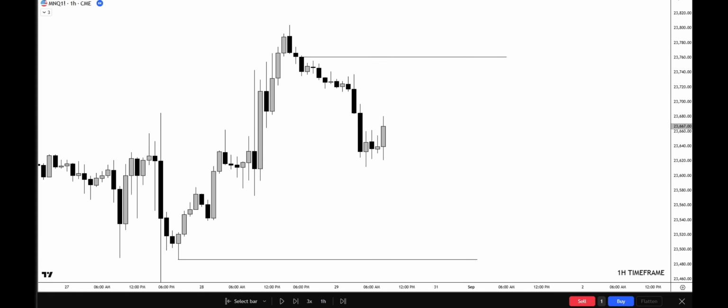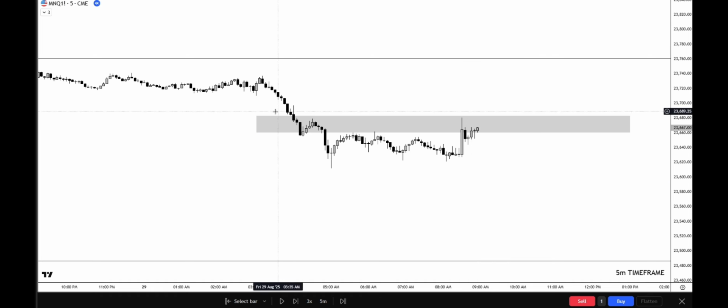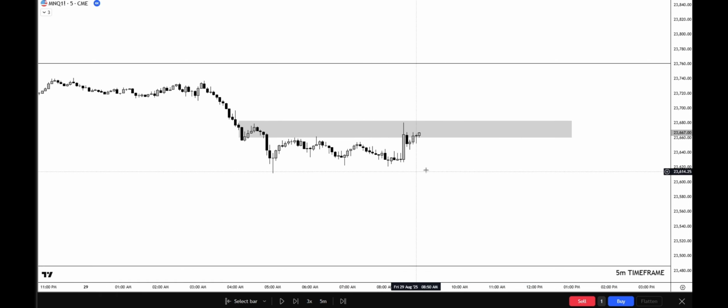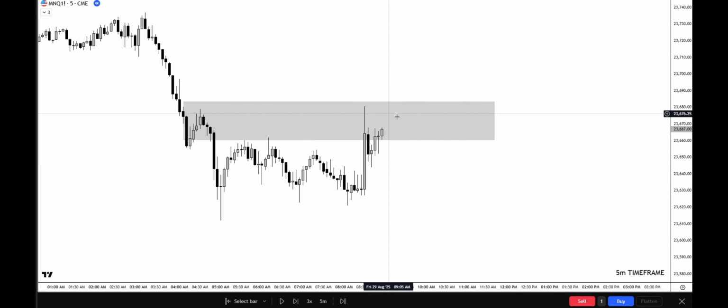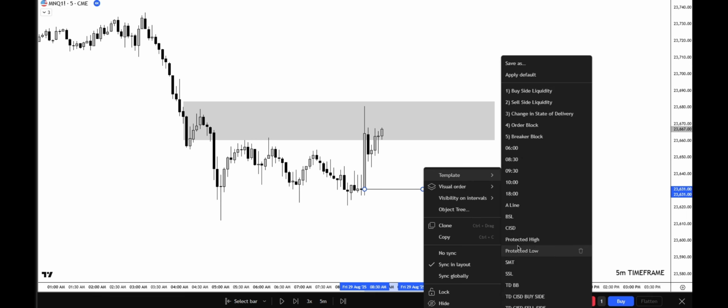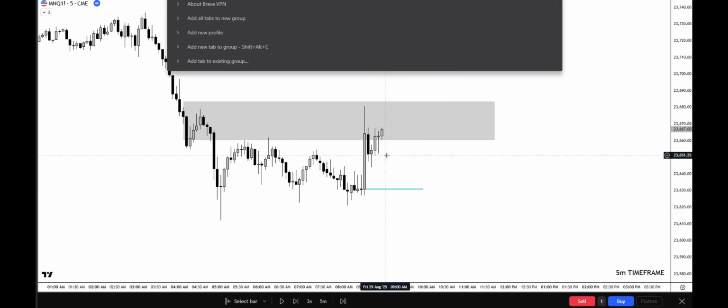I'm anticipating this fair value gap to hold me bearish. So if I drop down to 5 minutes, I need to see a change in state of delivery within this fair value gap. So where will be my change in state of delivery here? It will be somewhere here. I'm looking for price to drop here, close below it, create a fair value gap, then I will look for a trade internally.